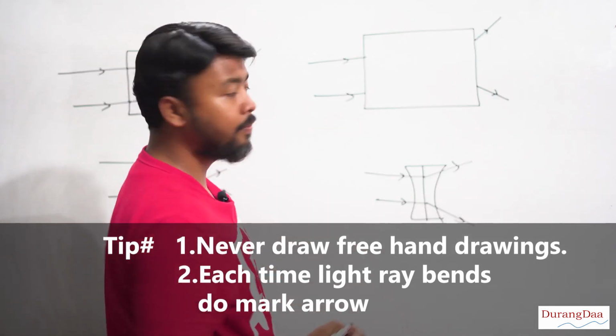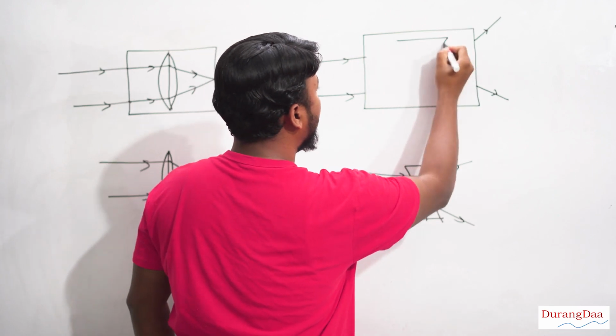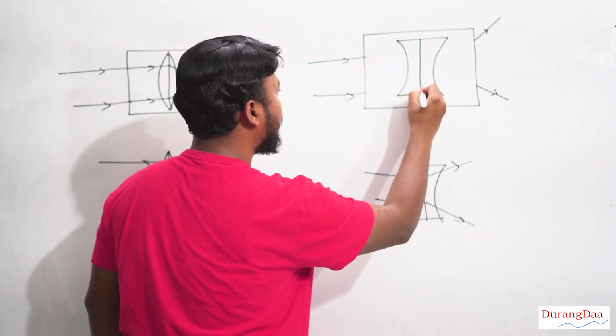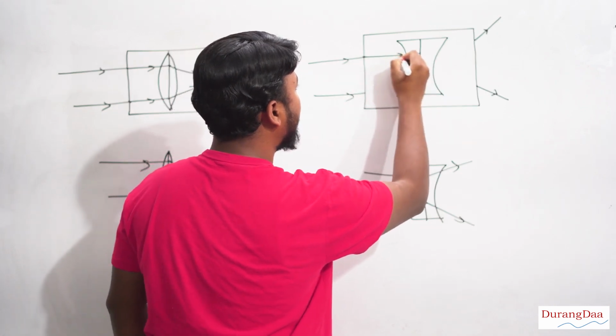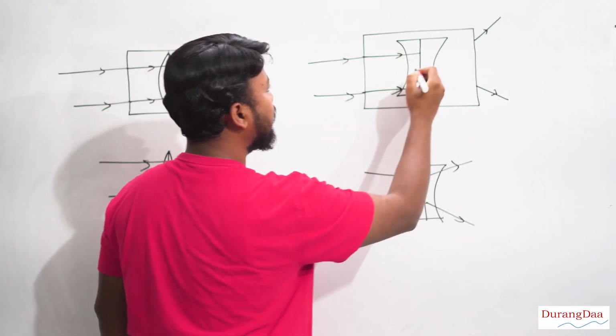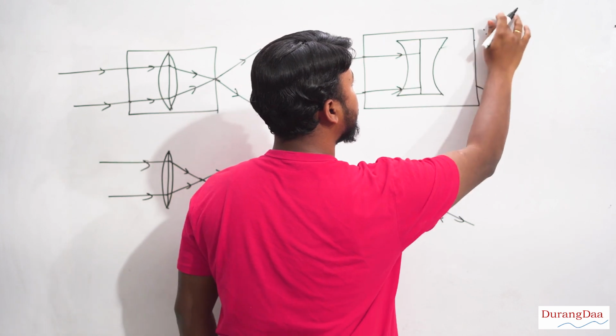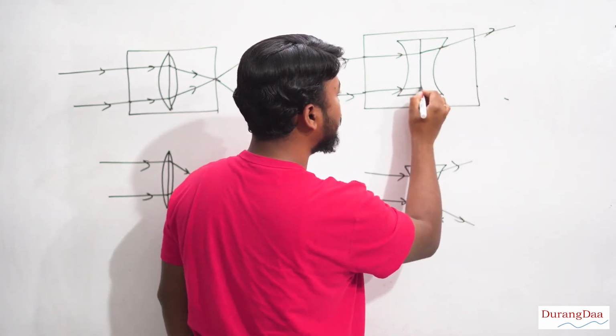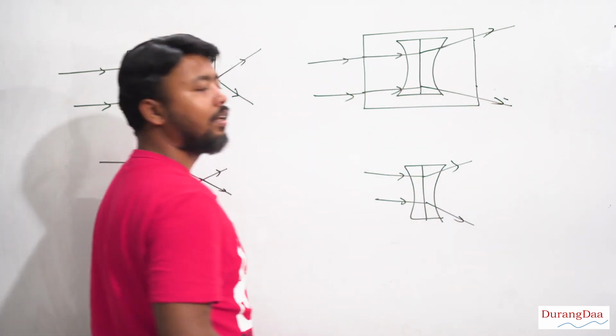In this situation, if you draw concave, it is correct, but you have to justify your answer with your figure. Parallel light rays, what will happen? They will diverge. I will just adjust it. They will move out like this. Here also they move out like this.